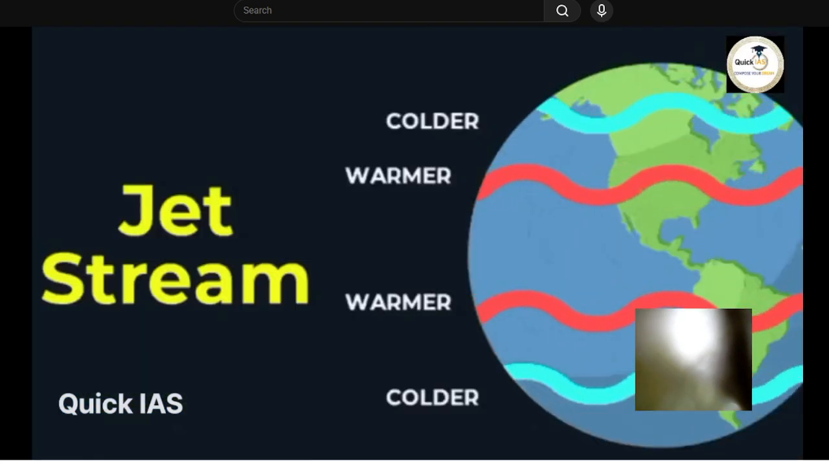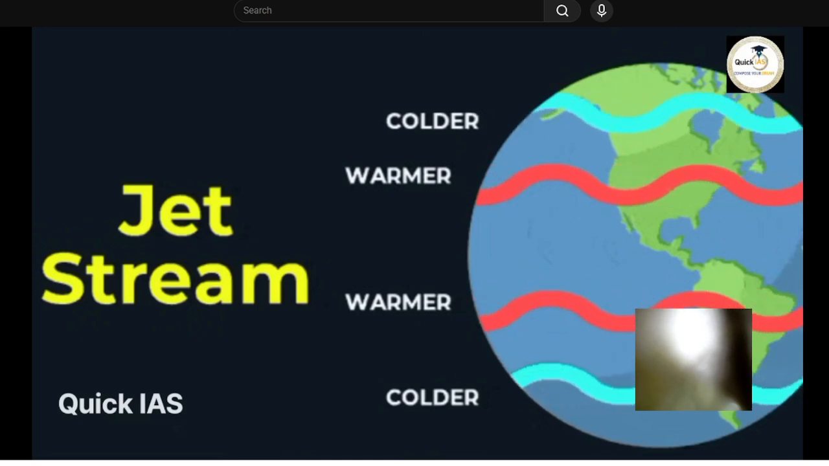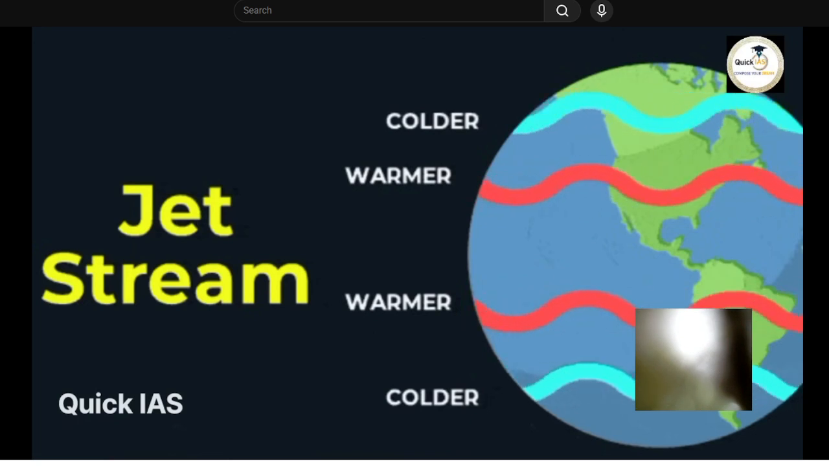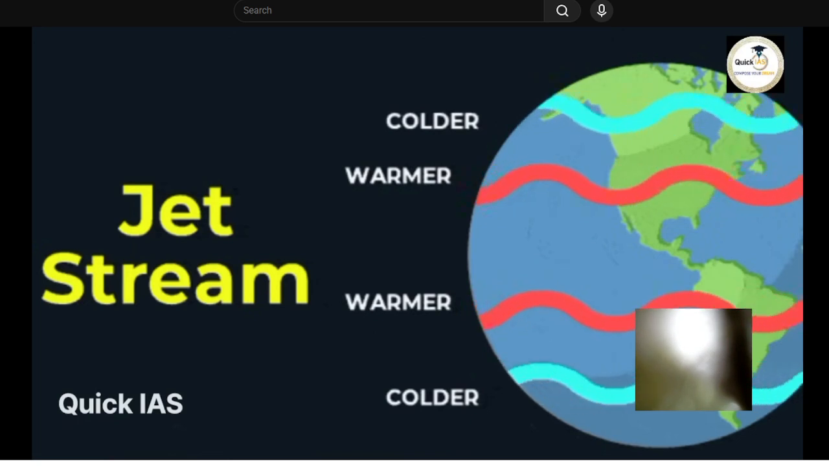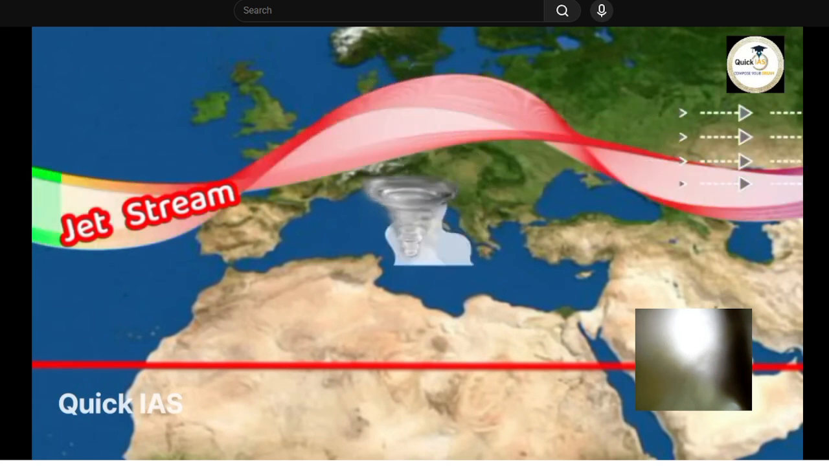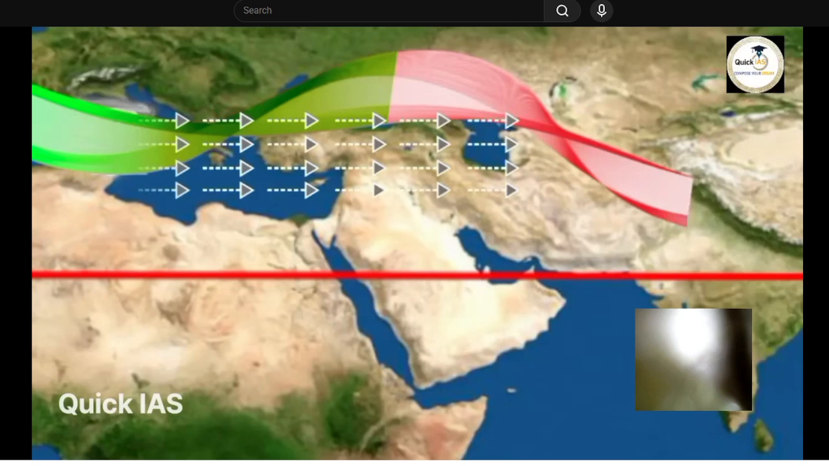The jet stream is a wind that blows around the earth from west to east throughout the year. The cyclone lifts the moist winds of the Mediterranean Sea and brings them into contact with the jet stream. When the winds come into contact with the jet stream, it carries the moist winds of the Mediterranean Sea with it to India.